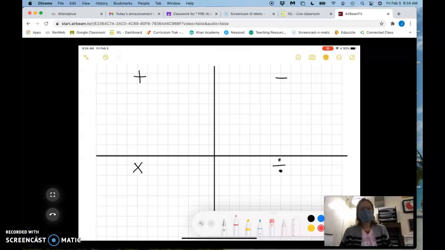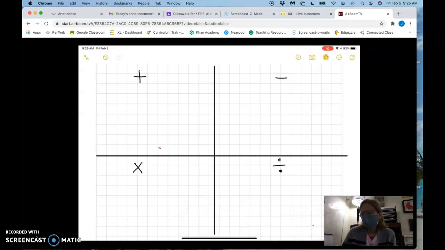Here we go. So today we're starting a new section, which is section 3-6, writing two-step equations. When we write equations, though, we have to be familiar with some words that they use that mean the different operations. So what words can you think of that would tell you to add, Jeremiah?